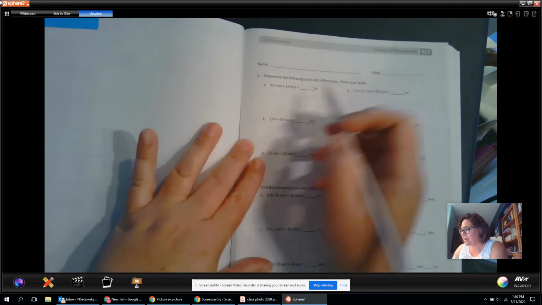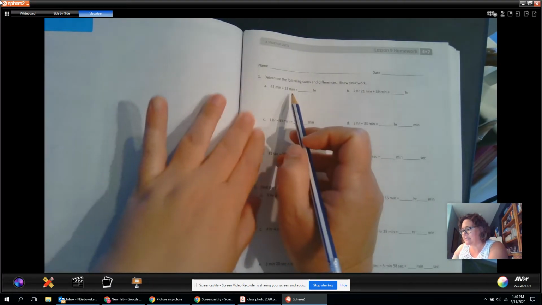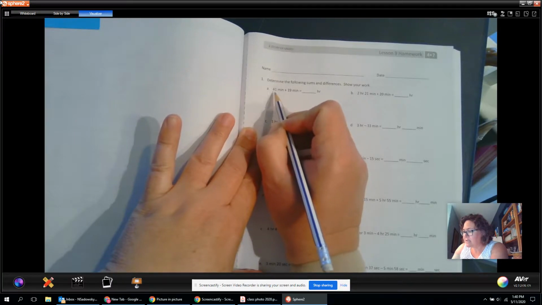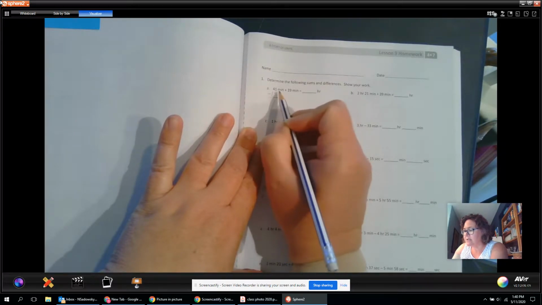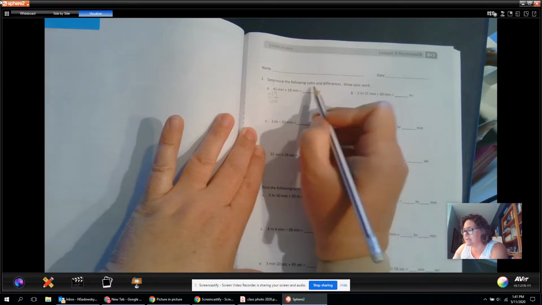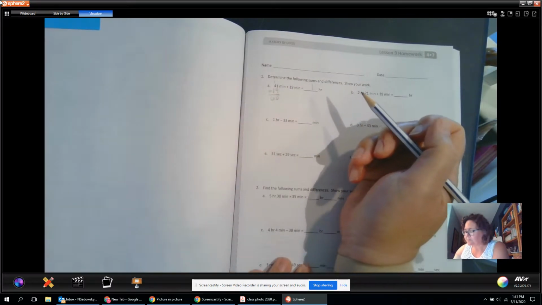So here we go. If we put 41 minutes together with 19 minutes, some of you will see right away what this is. If you have a hard time with this, line up your numbers. Don't try to do it in your head. 1 plus 9 is 10, carry the 1. Hey, that's 60 minutes, which is 1 hour.